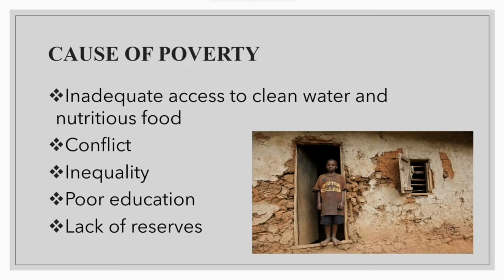Fourth, poor education. Not every person without an education is living in extreme poverty, but most of the extremely poor don't have an education. And why is that? There are a lot of barriers stopping children from going to school. Many families can't afford to send their children to school and need them to work.